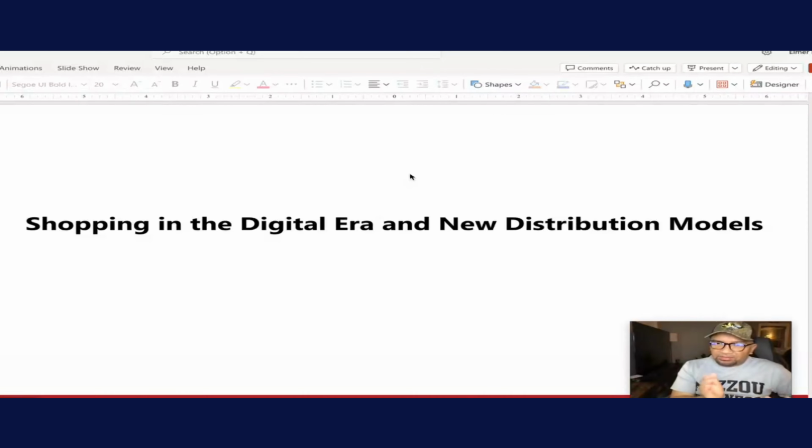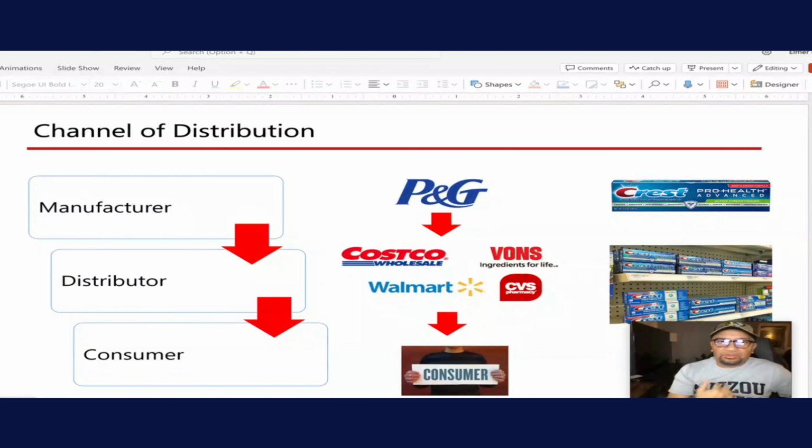So this one, as the title page says, is shopping in the digital era and new distribution model. So I'm not going to go through each slide because there are 49 of them. I'm just going to highlight a few of the topics on here, starting with the channel of distribution.